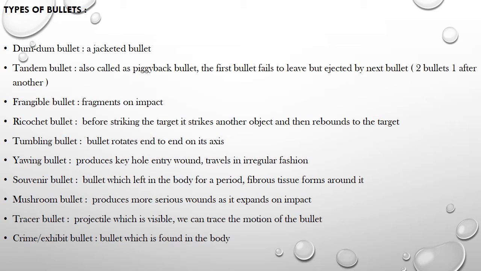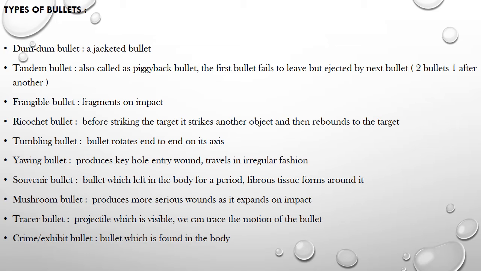Tumbling bullet is a bullet which rotates end to end on its own axis. Yawning bullet is a bullet which travels in an irregular fashion, which will produce keyhole entry wounds. Souvenir bullet: if a bullet is kept in the body for a long time, fibrous tissue deposits all around it.